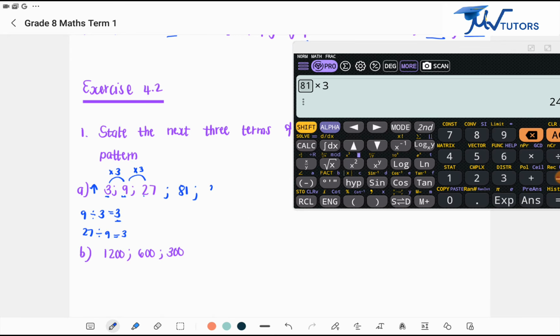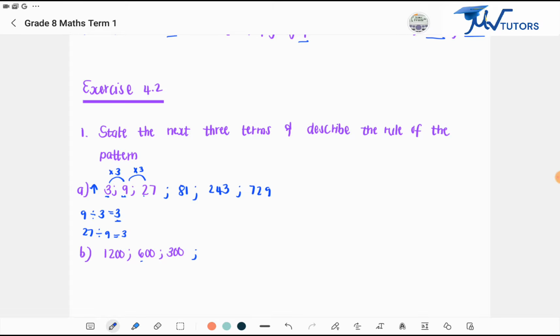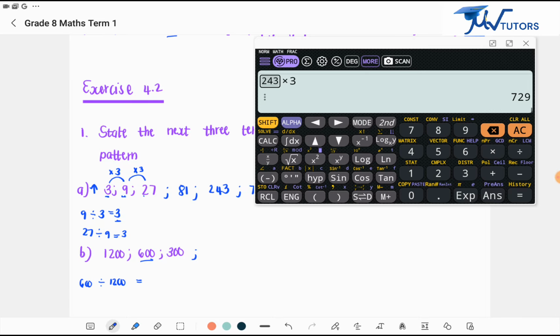And then B, I'm going from 1,200 to 600. Okay, so I'm taking my bigger term, 600. I'm going to divide by my first term, 1,200. I can see that it's going to be a half, but if you are not sure, do use your calculator. But you know that in the exams, I don't think they allow you to use calculators, so be very careful.